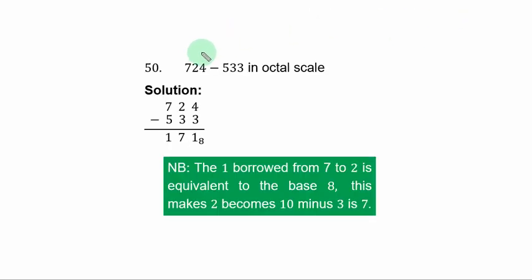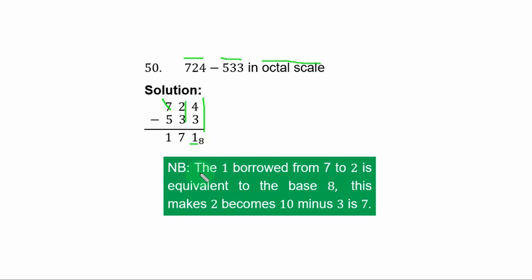Example 50. 724 minus 533 in octal scale, that is base 8. You arrange the numbers and you subtract accordingly, starting from the unit side, that is from right to left. 4 minus 3 is 1. 2 minus 3 cannot. You come to this 7 and you borrow.